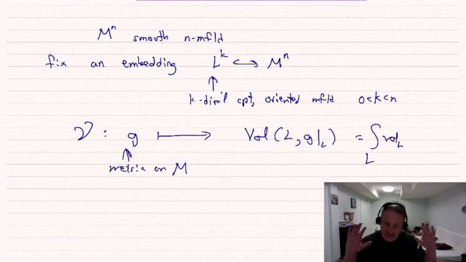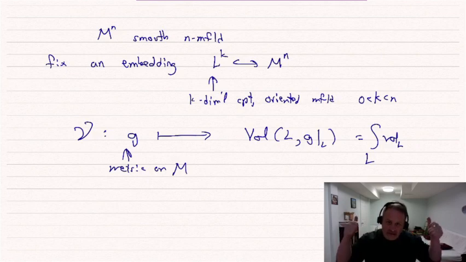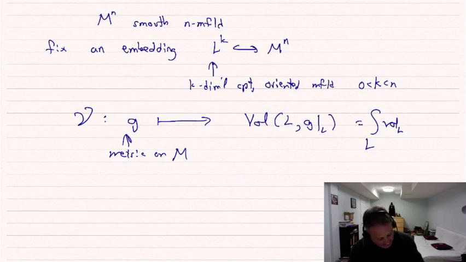The embedding is fixed here. We're not varying that. And we're thinking of this as a functional of the ambient metric upstairs. And we have the following theorems.